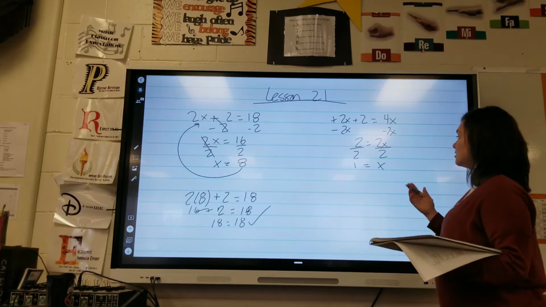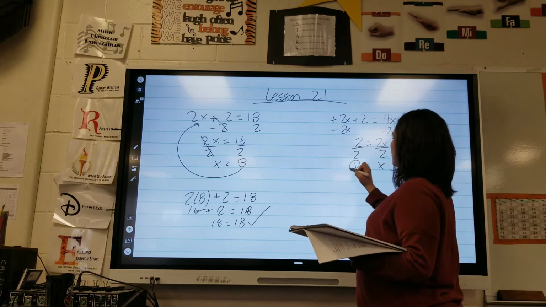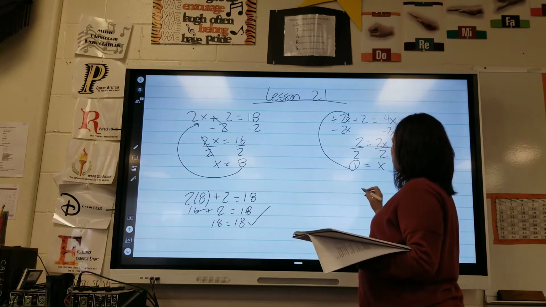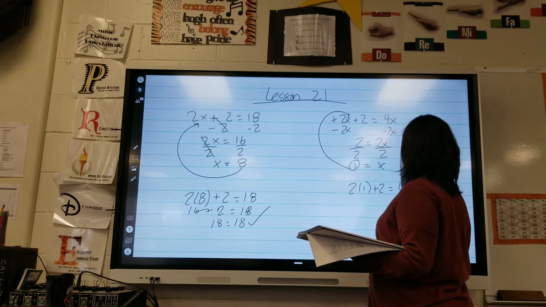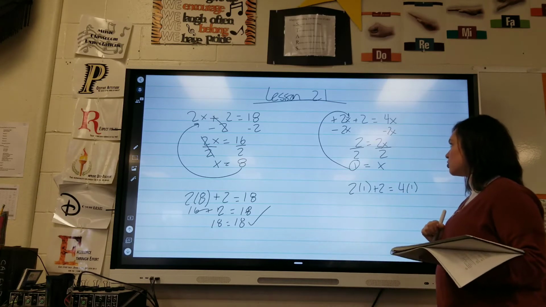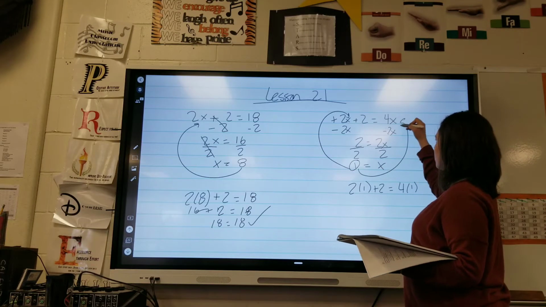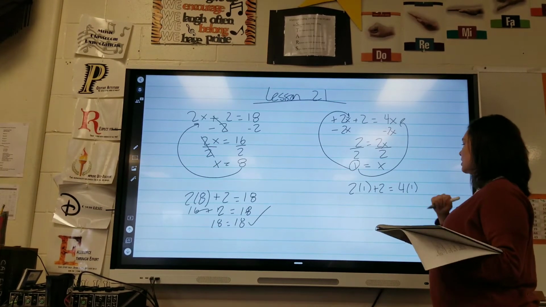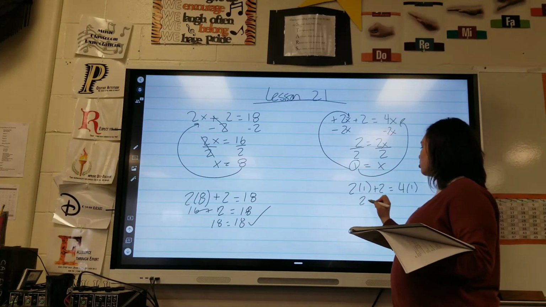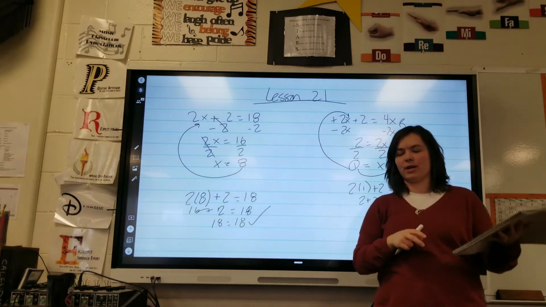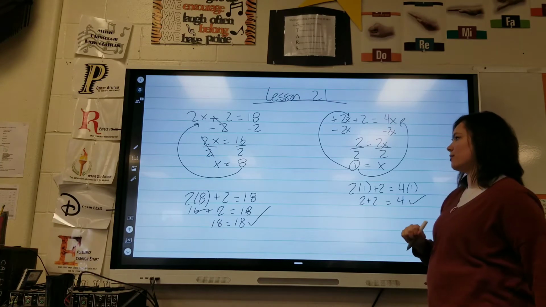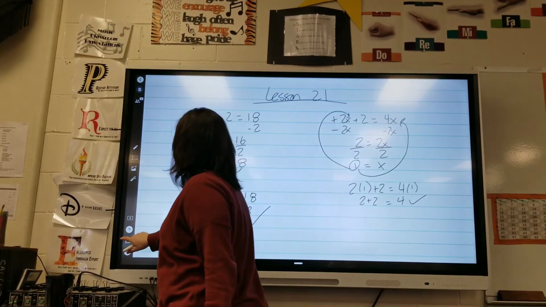Okay? Let's check our answer. You take 1 and you plug it back into your original equation. So 2 times 1 plus 2 is equal to 4 times 1. Let's see if that's true. Oh yeah, you have to plug it in over here too because you have an x. So 1 is plugged in both sides. Well, 2 plus 2 is definitely equal to 4. We learned that when we were in kindergarten, didn't we? So, therefore, it checks out. Let's go through some more examples.